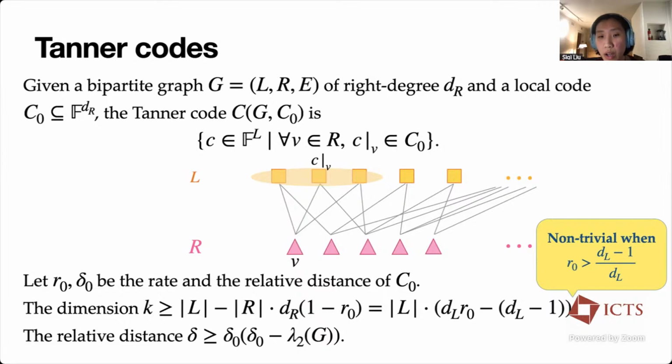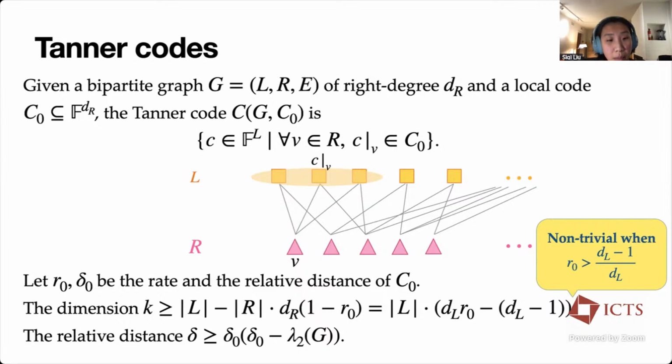So also I want to comment that both the left degree and the right degree, we should treat them as just constants in this talk. So these are just constants that don't depend on the size of the vertex set L or R. So if the local code C0 has good enough rate, then we'll be able to obtain a dimension lower bound for the bigger tensor code, which is actually linear in the block length.